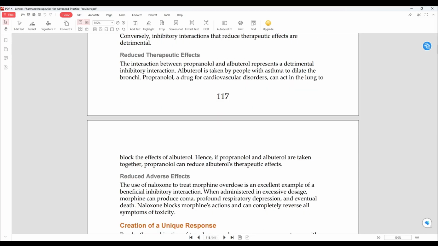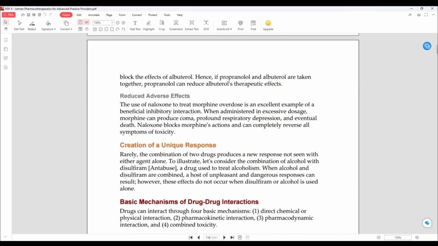Reduced therapeutic effects. The interaction between propranolol and albuterol represents a detrimental inhibitory interaction. Albuterol is taken by people with asthma to dilate the bronchi. Propranolol, a drug for cardiovascular disorders, can act in the lungs to block the effects of albuterol. Hence, if propranolol and albuterol are taken together, propranolol can reduce albuterol's therapeutic effect.